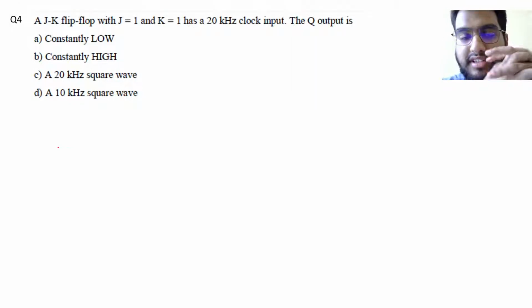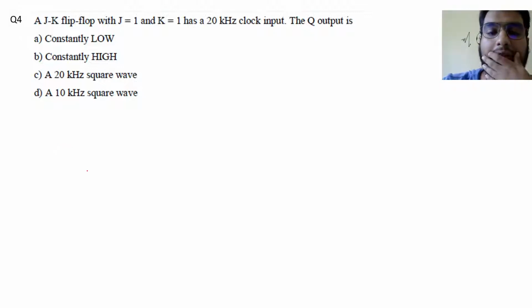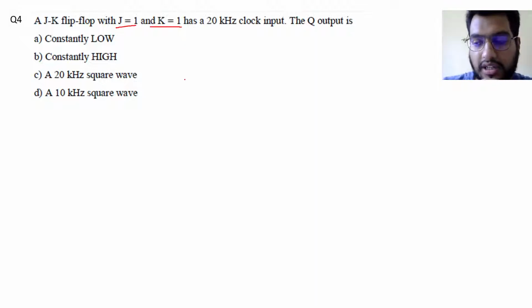So the question says that we have a JK flip-flop where inputs J and K are set to 1, and the clock input is a square wave with a frequency of 20 kilohertz. The question asks: the Q output of the JK flip-flop is A, constantly low; B, constantly high; C, a 20 kilohertz square wave; or D, a 10 kHz square wave. We know that J equal to 1 and K equal to 1 for a JK flip-flop is a toggling condition. So let me first draw the truth table of a JK flip-flop.